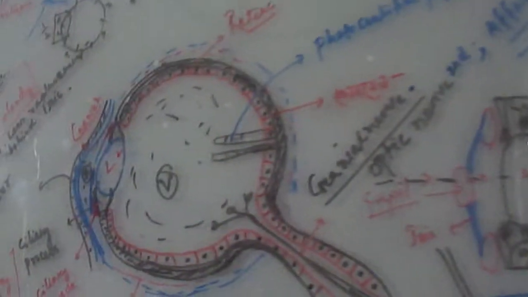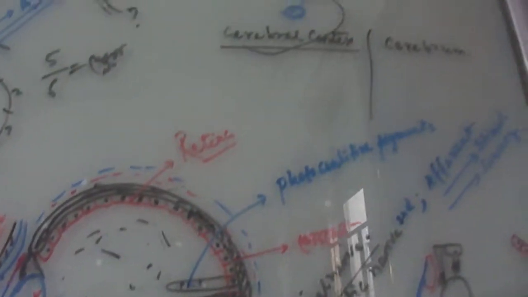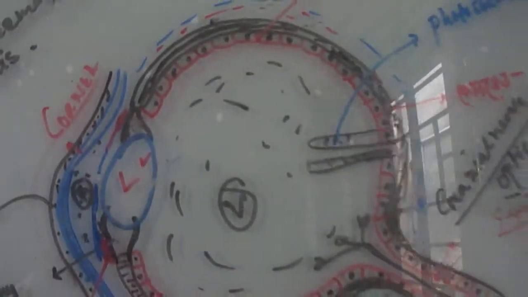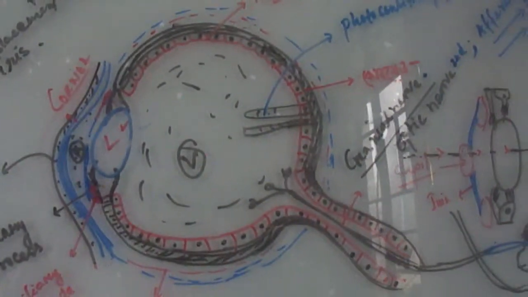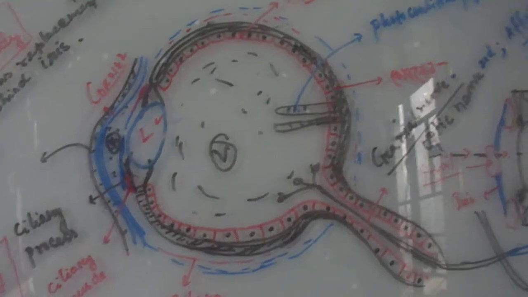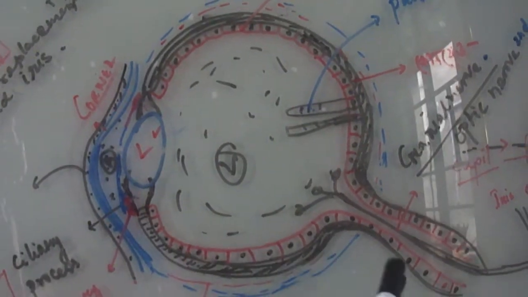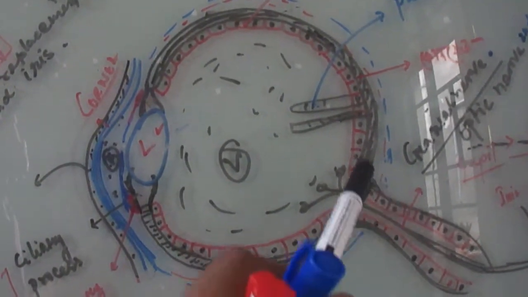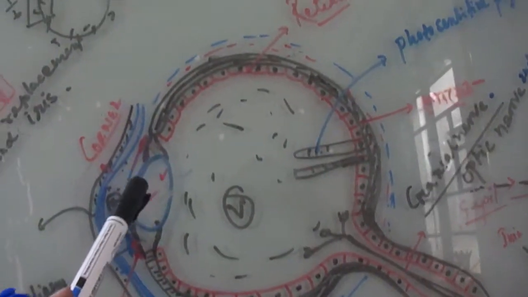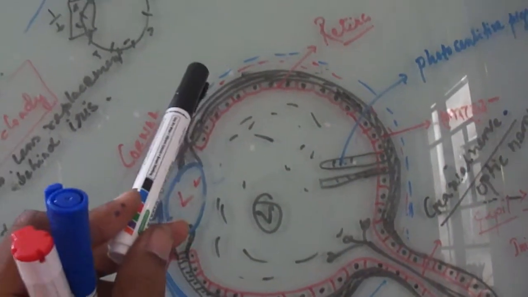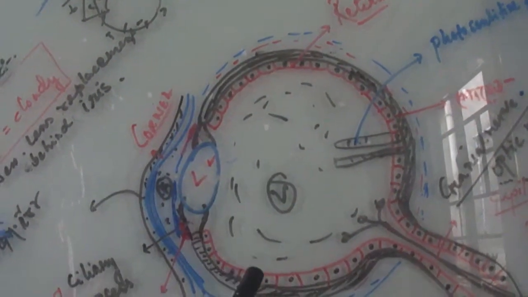Today we are going to learn a very important topic, that is the anatomy of the eye and its image formation. I have already shown here the complete diagram of an eye. You will see a few layers I have shown in contrasting color.